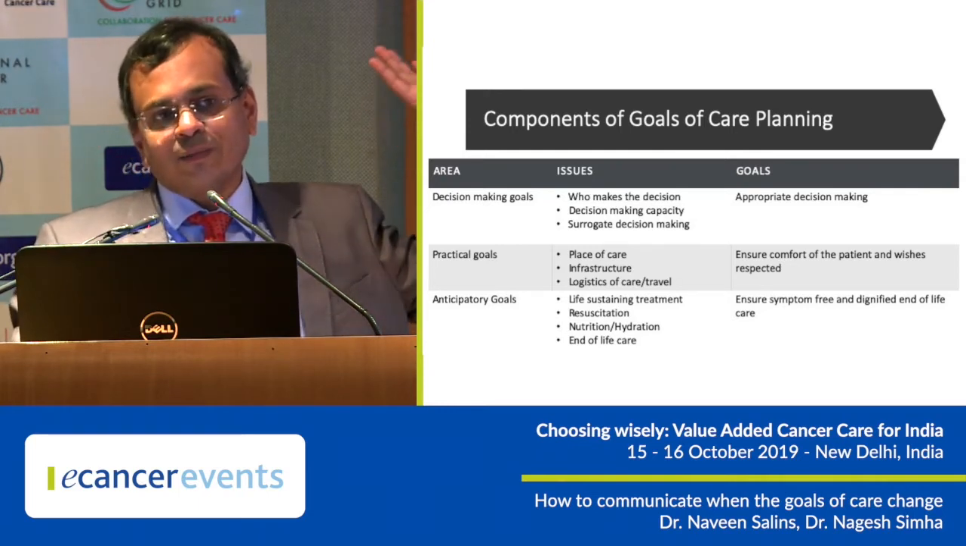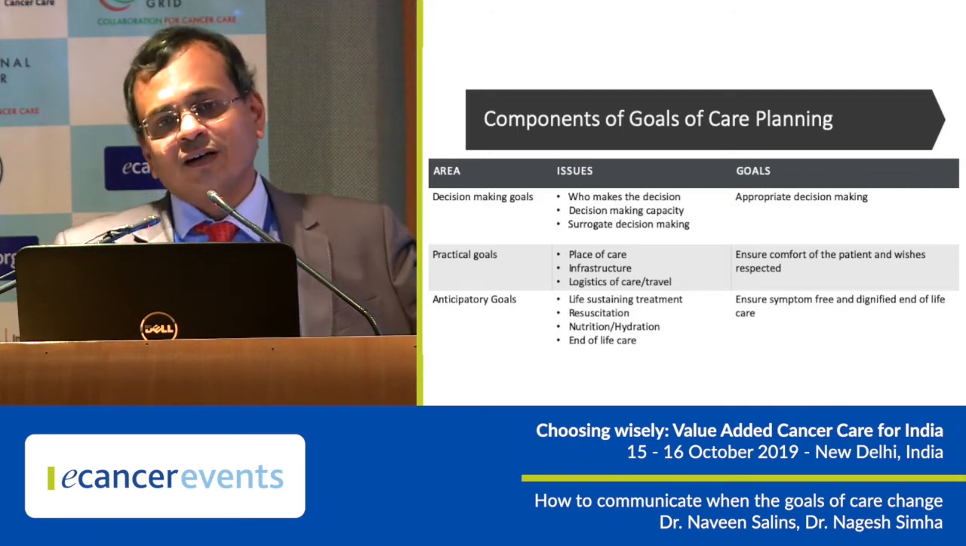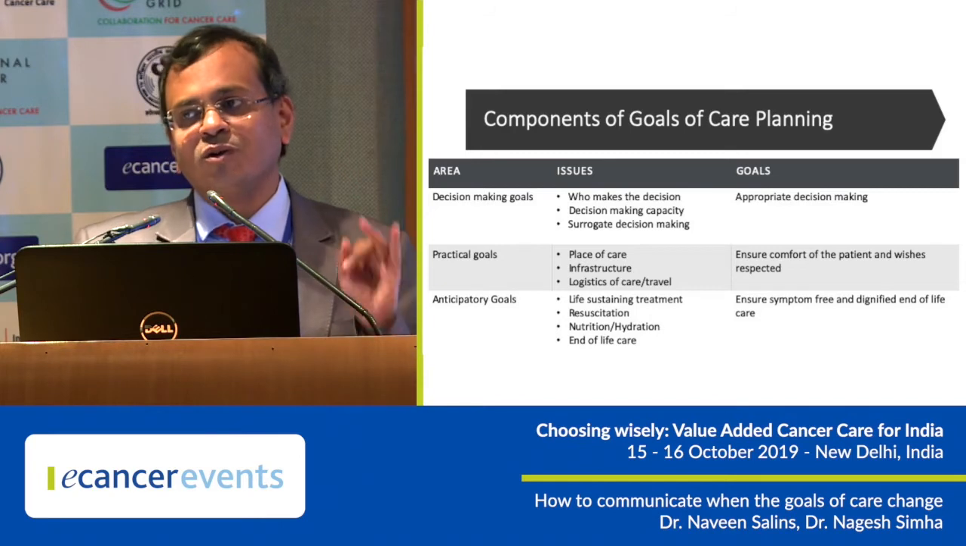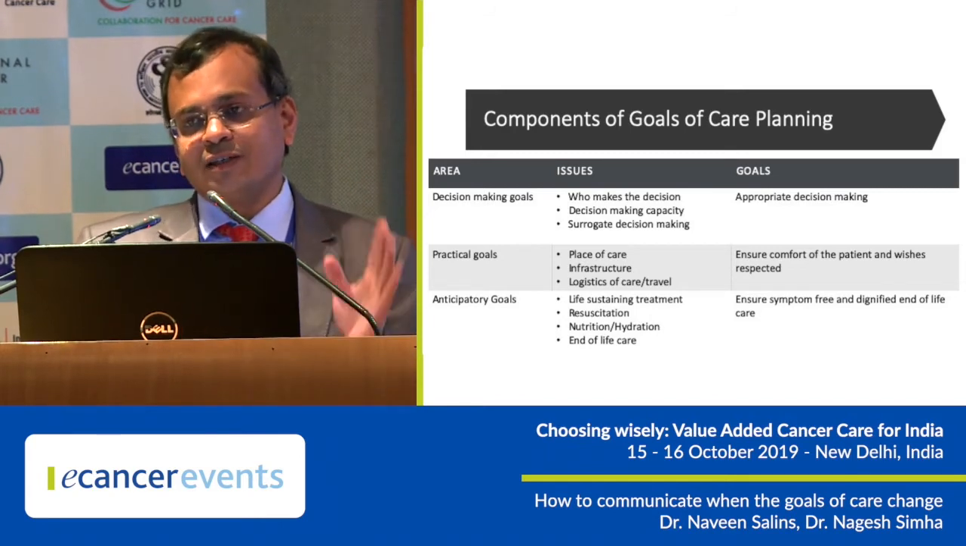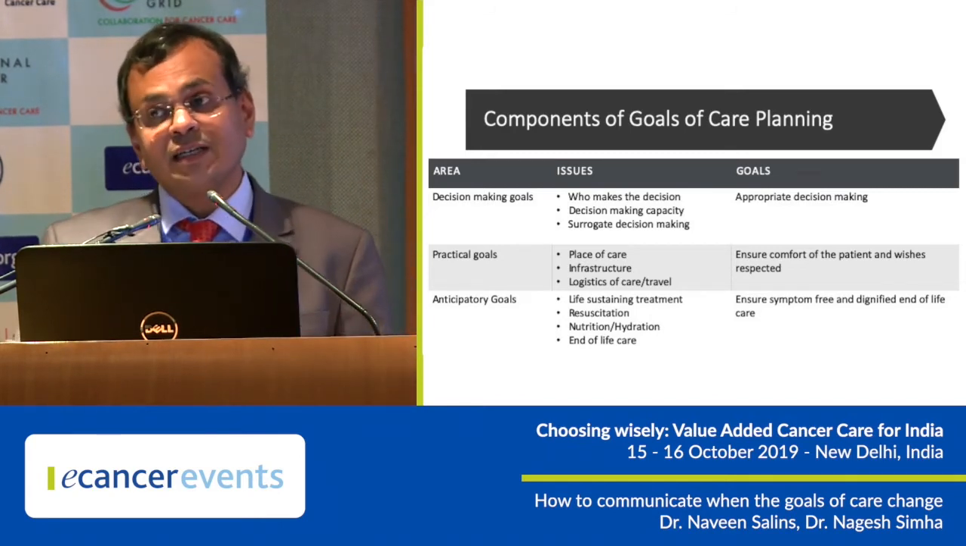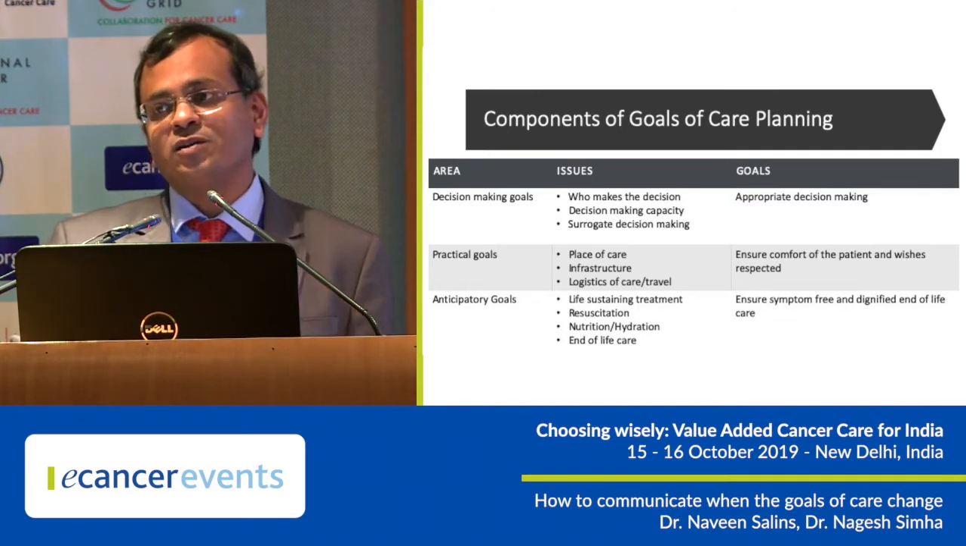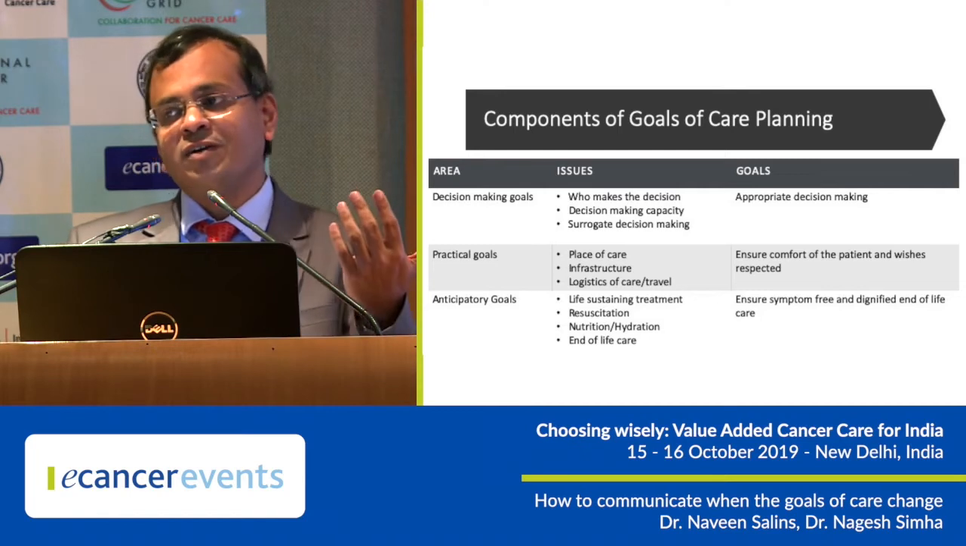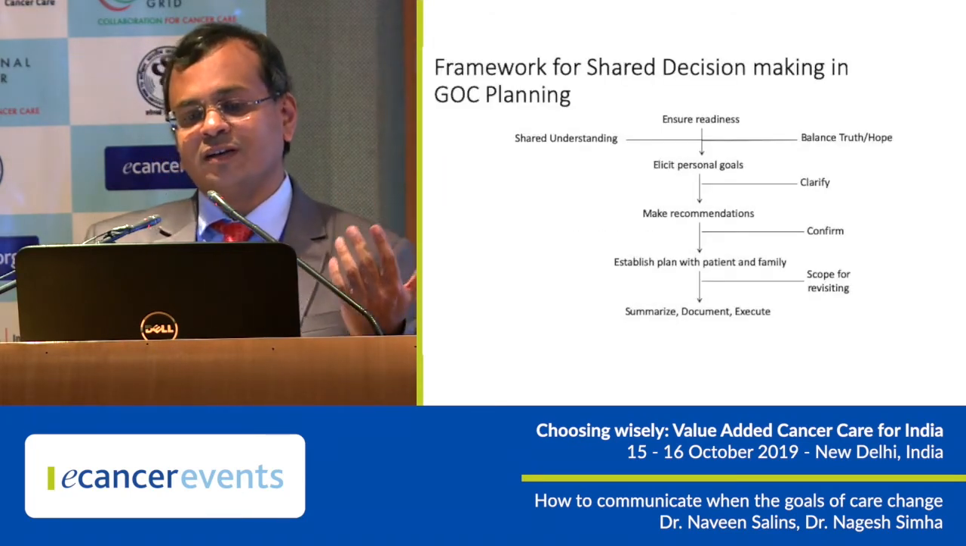So I just want to recap. There are 6 important parts of a goals of care plan: the disease management goal, the symptom management goal, the communication goal, the decision making goal, the practical goals, and the anticipatory goal. If you put all of them together, only then can we have a meaningful goals of care discussion.